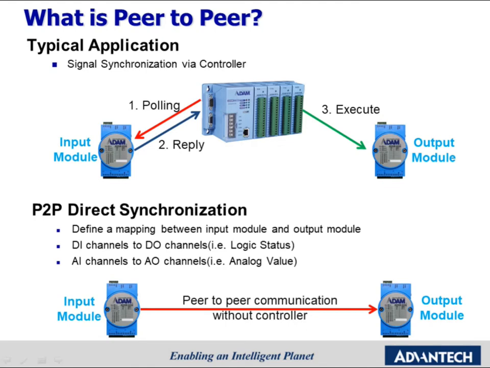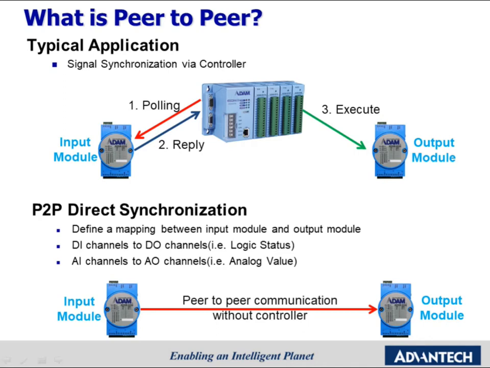In the past, we usually used a controller to ask the input module status, then pass the status to the output module for controlling. But with the P2P function, you can easily let the input module send a signal to the output module without having a controller. Frankly speaking, the peer-to-peer function is to pass the input module raw data to the output module register address.